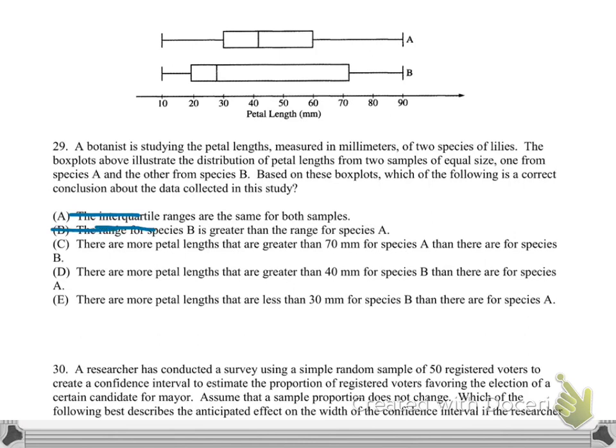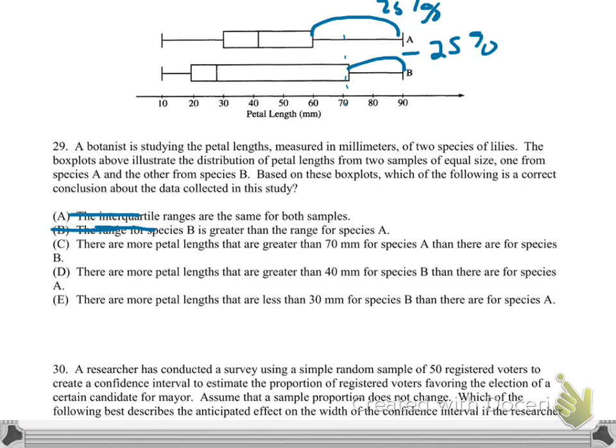There are more petal lengths that are greater than 70. Okay, so what do we notice here about 70? That's roughly Q3, right? And what percent is Q3? That's 75%. So that means here we have 25%, and here we have 25%. Okay, I can't draw the percent sign here. All right, so 25%.